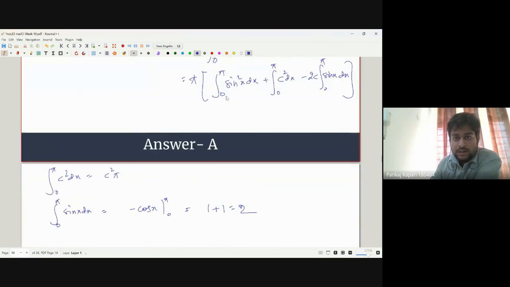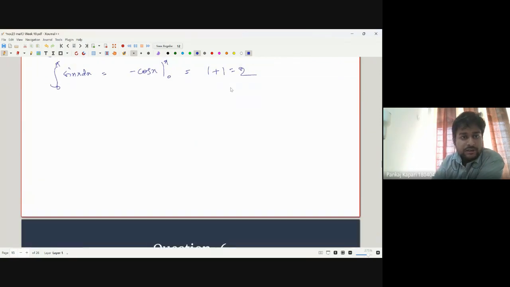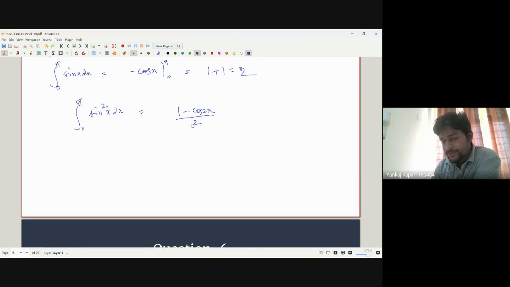Now the last integral has sine square as the integrand. If you don't have the square of sine, it will be easier to integrate. So we'll use the cosine half angle formula. What is cos 2x? It is 1 minus twice sine square x. So you have sine square x equal to (1 minus cos 2x) divided by 2. Now you integrate this from 0 to pi.